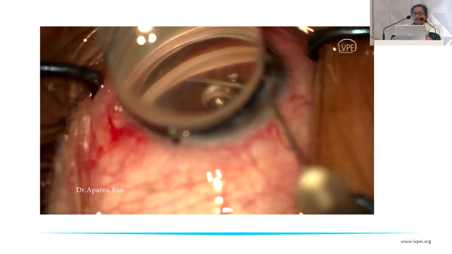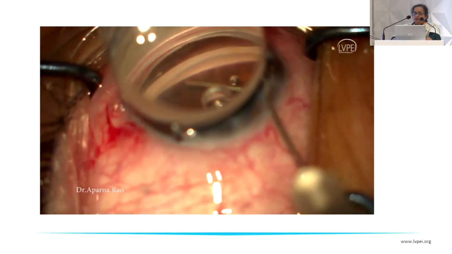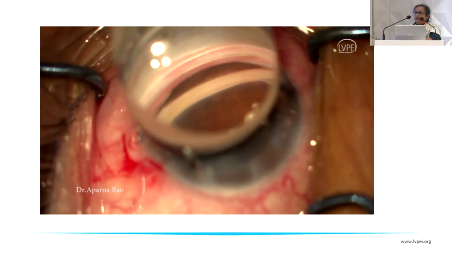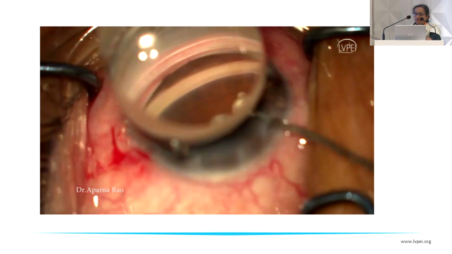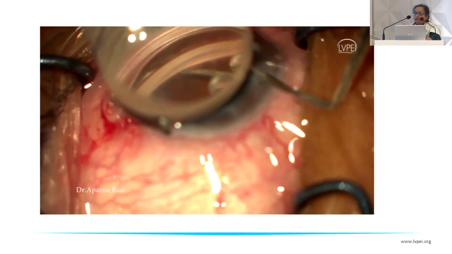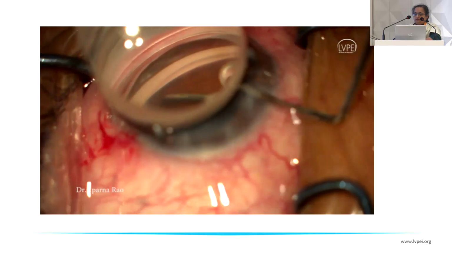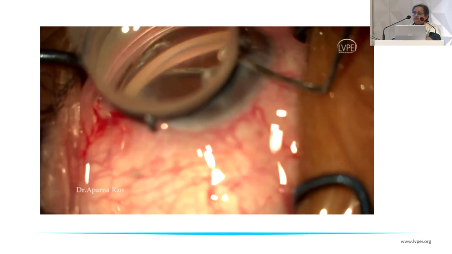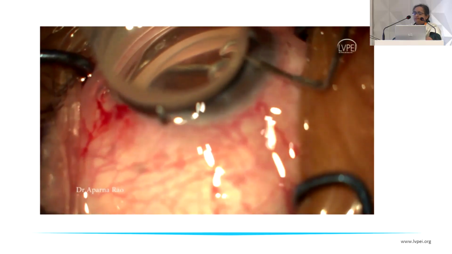The procedure, like I said, is very simple. If you see any strands, even in an open angle glaucoma, you can see some iris strands which are attaching forward. So with a cyclodialysis spatula, after you put the viscoelastic, just take a cyclodialysis spatula and push the iris gently downward so that your angle is completely open.